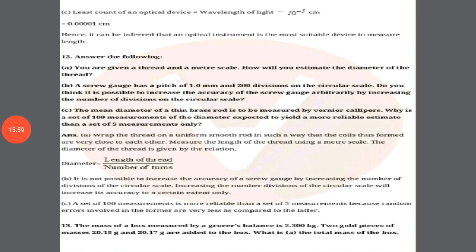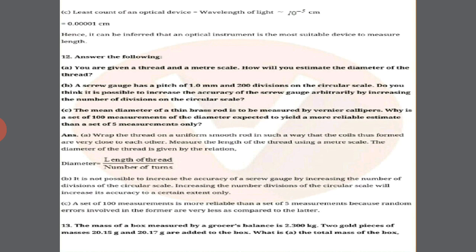Let's study the following questions. You are given a thread and a meter scale. How will you estimate the diameter of the thread? Wrap the thread on a uniform smooth rod in such a way that the coils thus formed are very close to each other. Measure the length of the thread using a meter scale, and the diameter of the thread can be given by this relation: the length of the thread upon the number of turns. Very good. You can easily find it out.